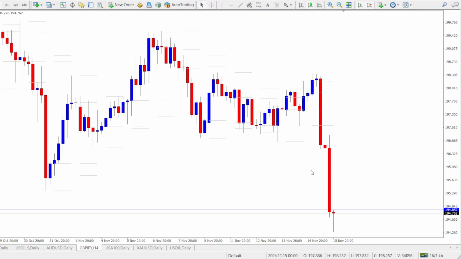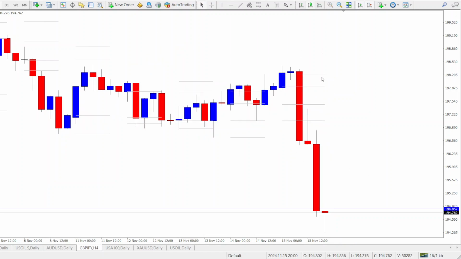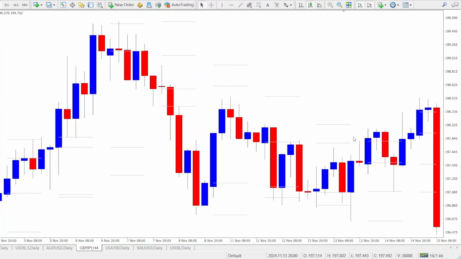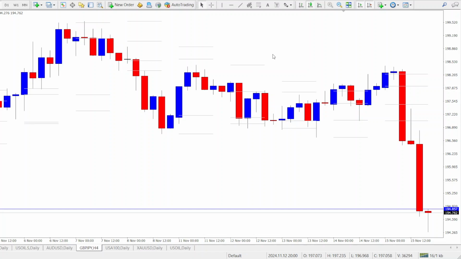So as we can see on this chart, we can see some lines, right? Some horizontal lines on the chart. This is a custom indicator, and this is the indicator we are going to be discussing in this video. It is called the high-low open close indicator.